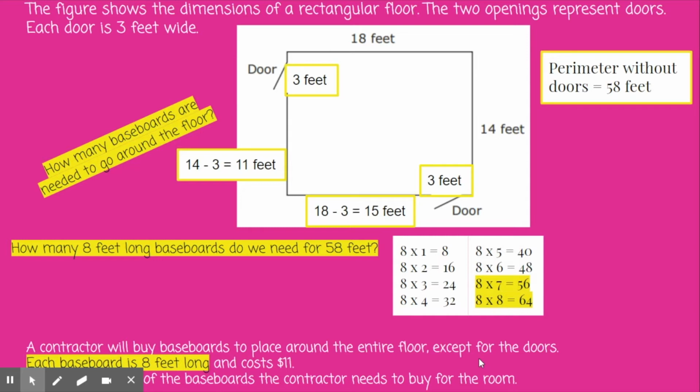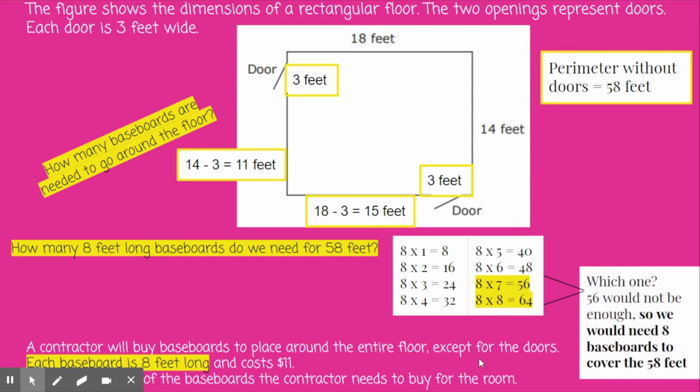We can think about all the different numbers when we're multiplying by 8. And what gets us close to 58? Well, there are 2 that get close to 58, right? 8 times 7 equals 56, and 8 times 8 equals 64. So do I need 7 baseboards or do I need 8 baseboards?